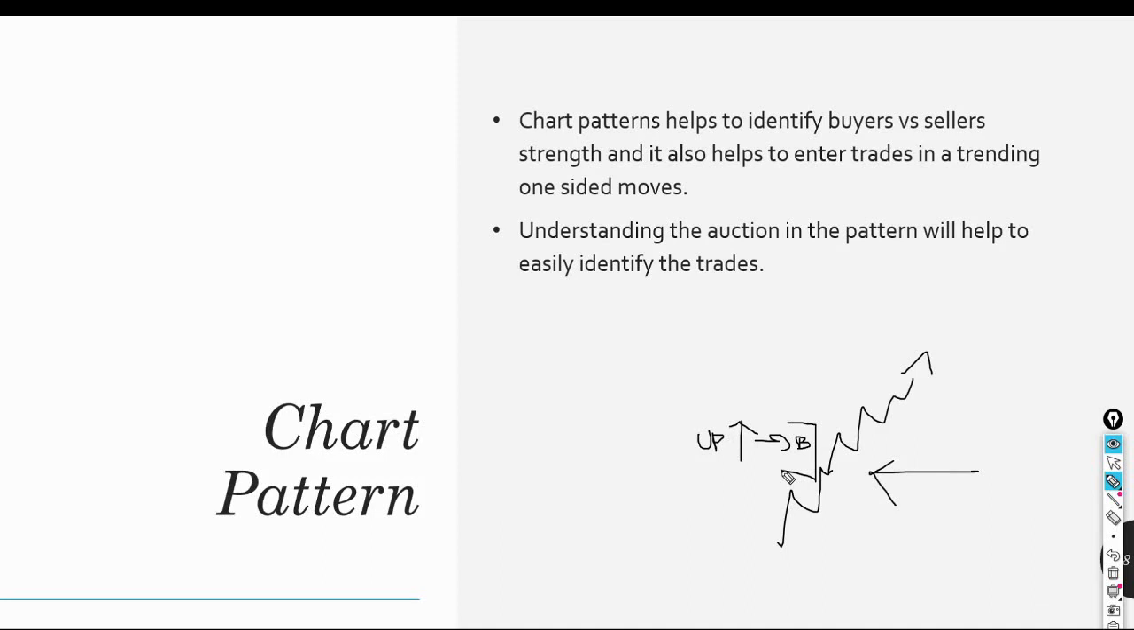And very important, there are several chart patterns which get developed every single day in the market, but I will share a few chart patterns which effectively work during the live market. Secondly, chart patterns will help us to understand the auction in the pattern. When I say auction, auction generally means buyers and sellers. So patterns help us to identify the auction between the buyers and sellers, which will help us to identify trades during the live market.